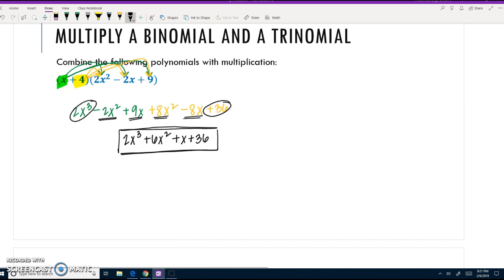And so what you just want to make sure as you multiply more and more polynomials together is that with every single multiplication step, you make sure each term in one polynomial ends up multiplied by each term in the other polynomial.